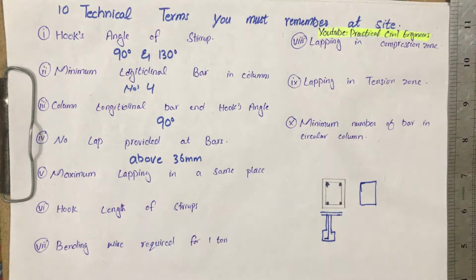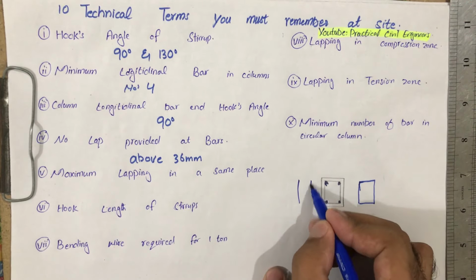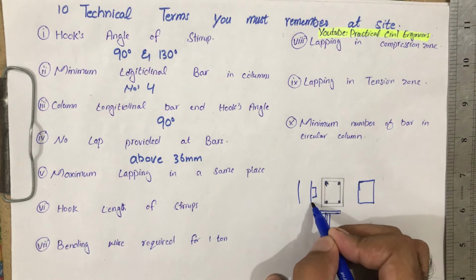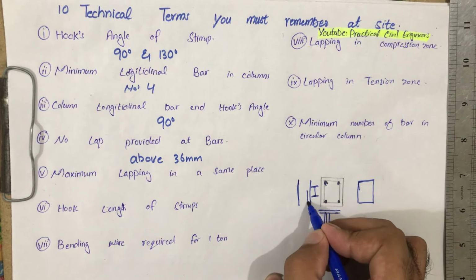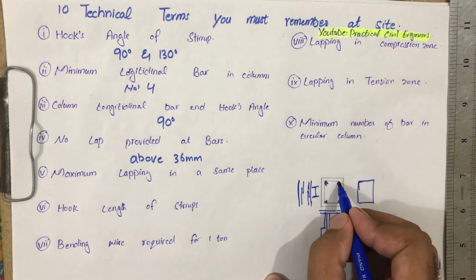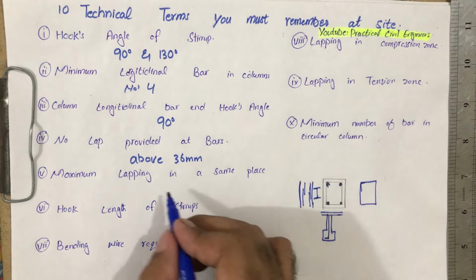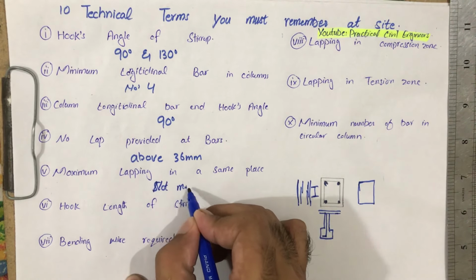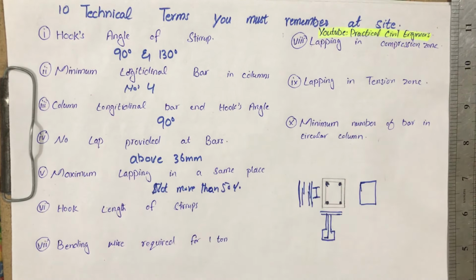Maximum lapping in the same place. For example, if this is a column and this is the center, we provide overlapping in the center of the column. This is the lapping zone, so we have to provide laps. One lap here and another one here. Suppose these two bars cross, the lapping will be here and these two will be there. So 50%, not more than 50% at the same place.